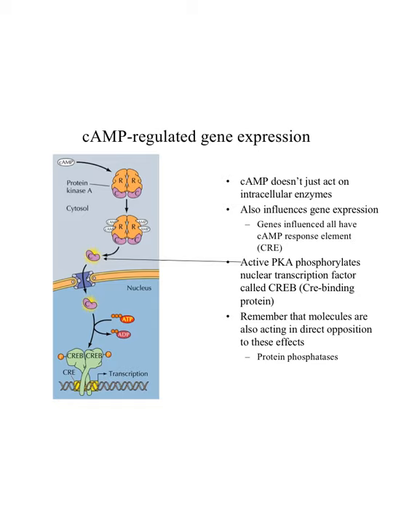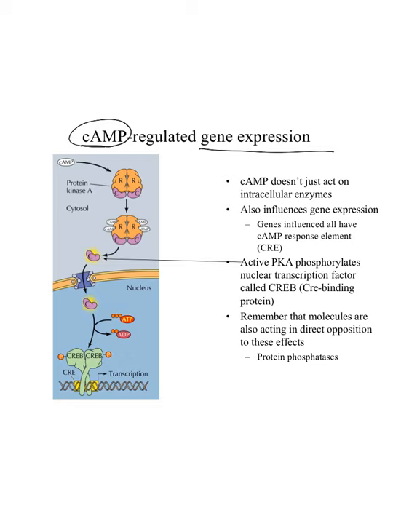So continuing with the cyclic AMP PKA pathway, but now instead of looking at effects in the cytosol, we're going to look at effects in the nucleus, because, hey, it turns out this pathway can be involved in a lot of different effects. Okay, the previous slide looked at things in the cytosol, altering metabolism. Now we're going to look at how cyclic AMP and PKA can regulate gene expression. So they can play a role in the nucleus as well.